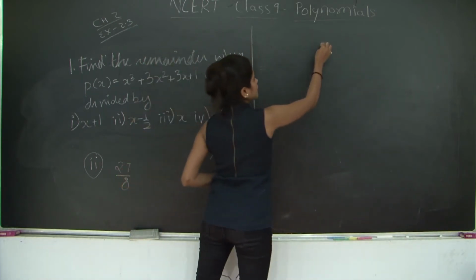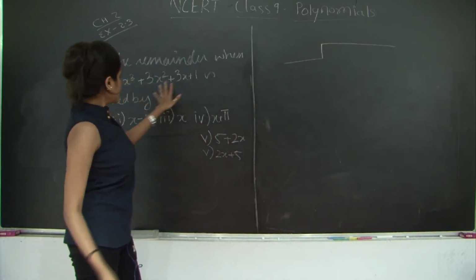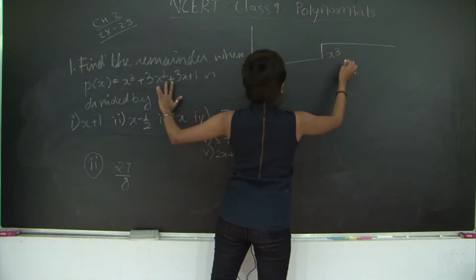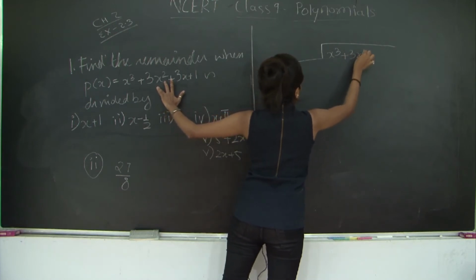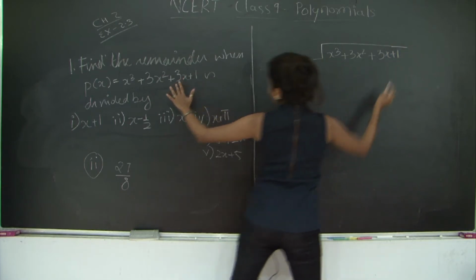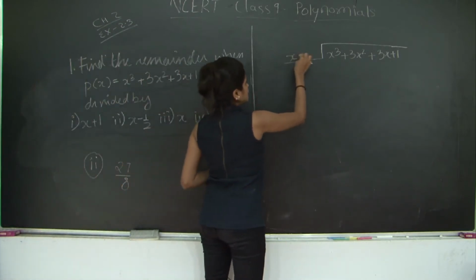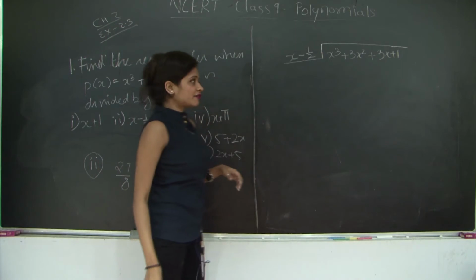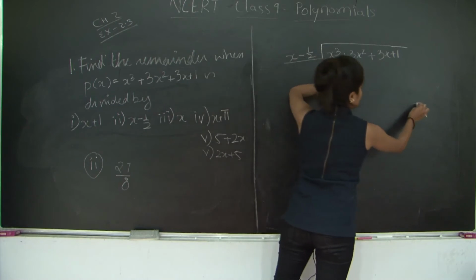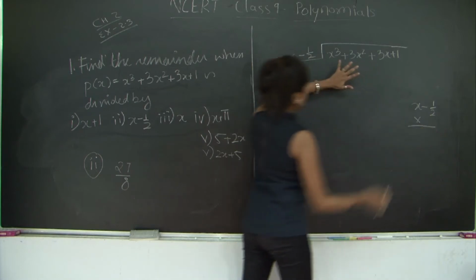Again, using the long division method, I'll write my polynomial. Everything is arranged in descending order of the exponents. So x cube plus 3x square plus 3x plus 1. Now you have to divide it by x minus 1 upon 2. This is going to be a tricky one, so please pay careful attention. Let's see how we do it. X into what is going to give me x cube? X minus half. So into what is going to give me x cube as the first term?